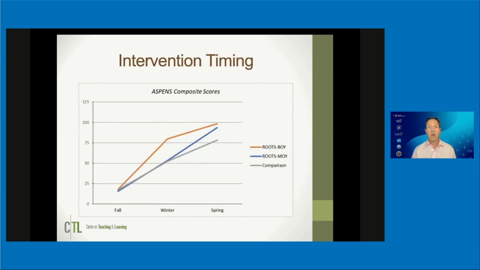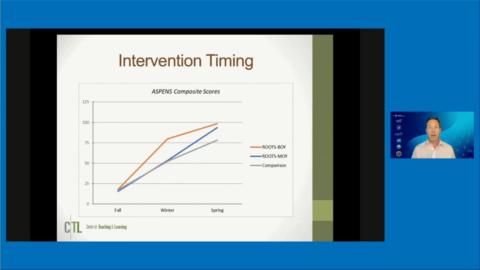The last study that I'll talk about is one that we just completed, and I think this one has interesting implications. Again, this was with Roots. This was a study that was conducted in El Paso, Texas. And we were really interested in this idea around intervention timing. Is there a time period where we can deliver an intervention and maximize its impact on students?